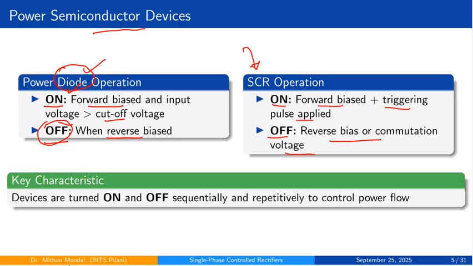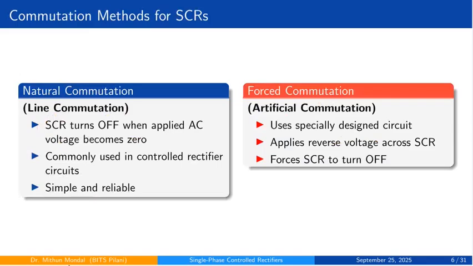The key characteristic in this case is that the devices are turned on and off sequentially and repetitively to control the power flow. With the use of the gate pulse, we can control the signal, and we can turn on and off whenever required as per the commutation principle. Again, when we talk about the commutation method, especially for the silicon control rectifiers, there are two important categories that we have seen: natural commutation and forced commutation.